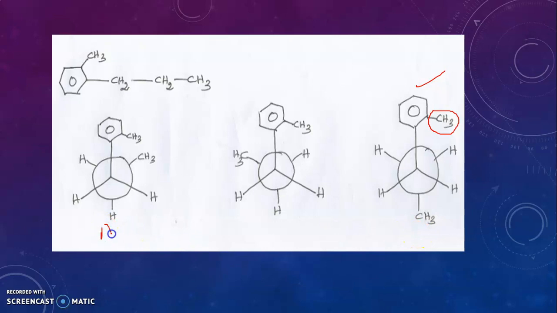Suppose I take this as A, this as B, and this as C, then what is the stability order? The stability order is, I'll give here. C is most stable, because the interactions are very less.